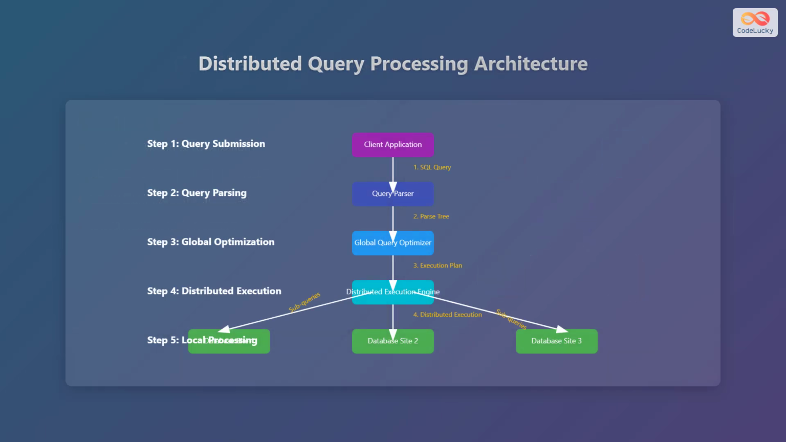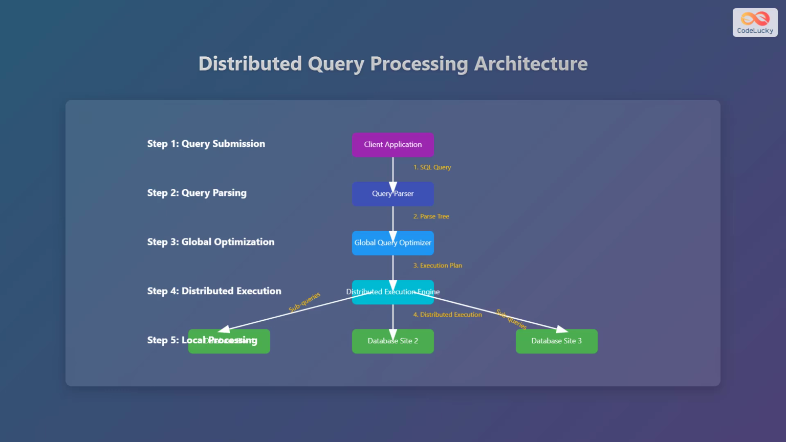Now, let's examine the architecture of a distributed query processing system. The process begins with a client application that submits an SQL query. This query is then passed to a query parser, which transforms it into a parse tree, a structured representation of the query. Next, a global query optimizer takes the parse tree and generates an efficient execution plan that specifies how the query will be executed across the distributed sites.